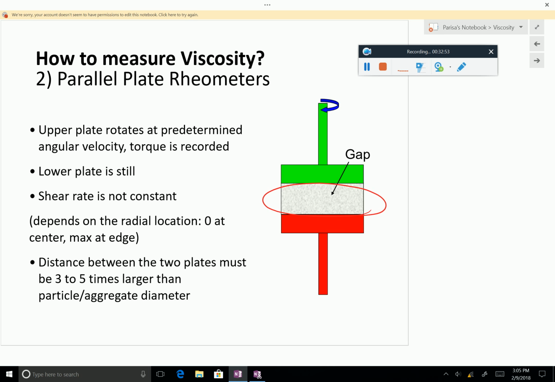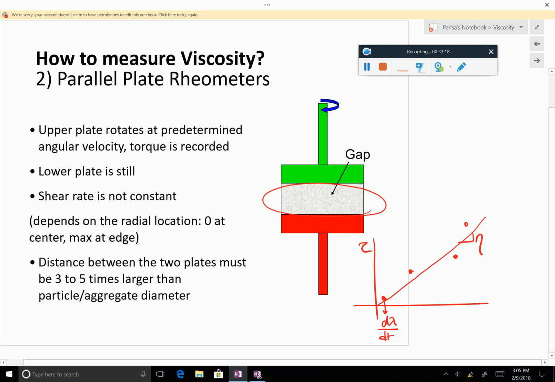Again, you have an Excel sheet probably. You measure the torque, you calculate the stress, you know what the strain rate is, and you do it for different strain rates. You fit a line, and the slope would be viscosity.